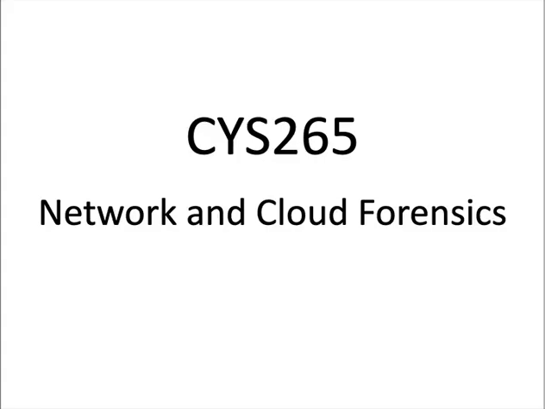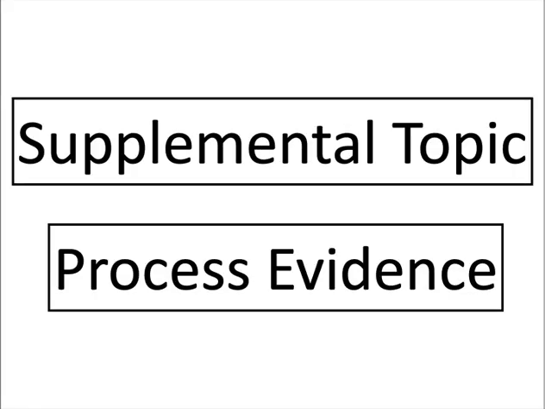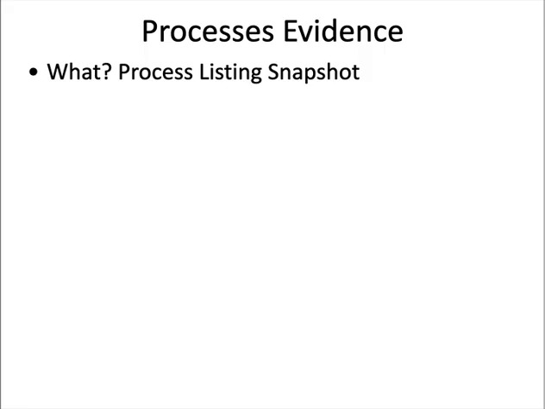Okay, this is a supplemental lecture on process evidence that is going to cover how to collect evidence by showing the commands on both Unix and Windows for evidence collection related to processes. So the first and simplest form is what I'm calling process listing snapshot. It's a snapshot because this is going to capture what's running on the machine the moment you issue this command.